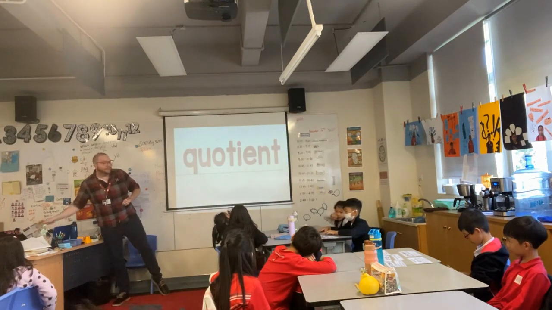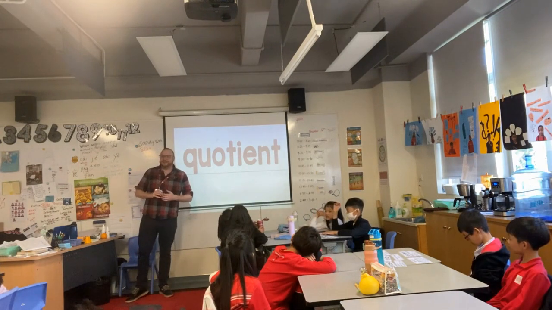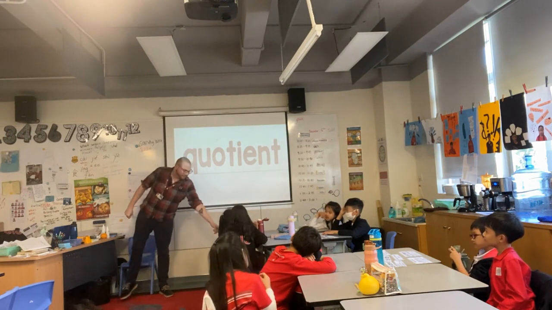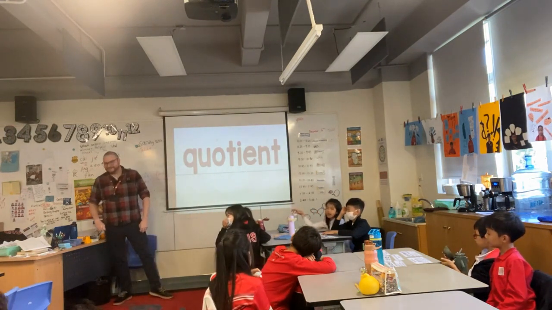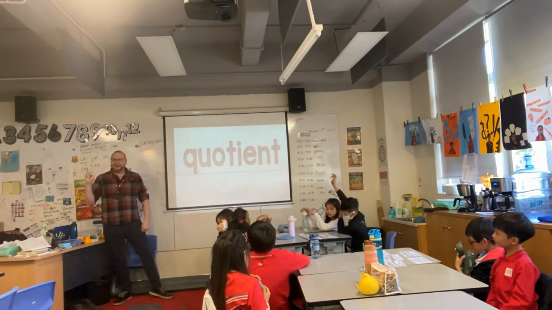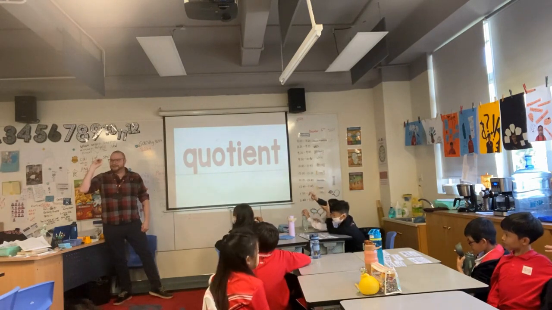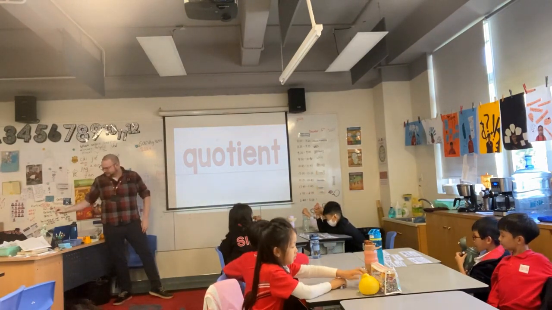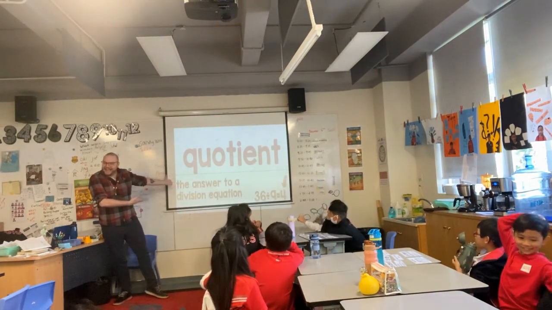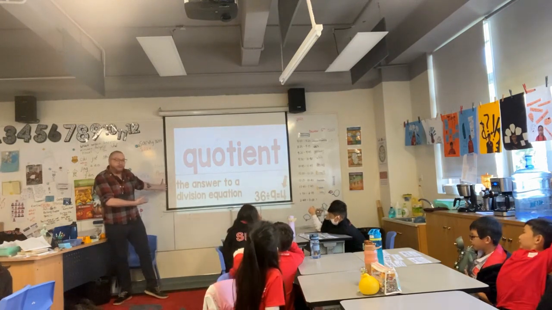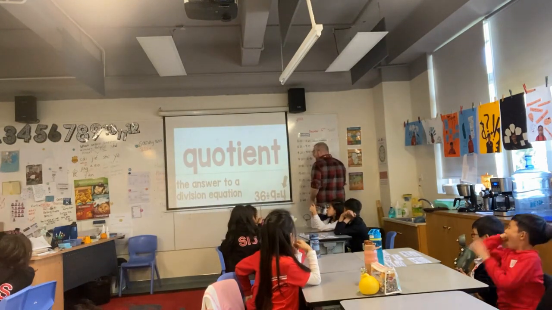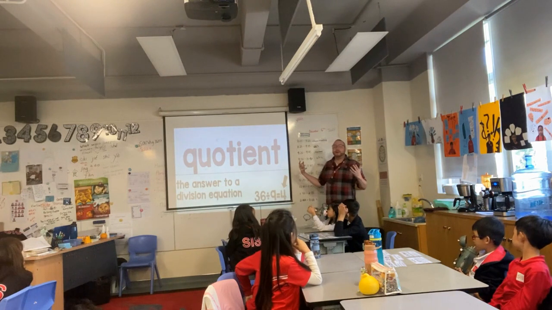All right, quotient. What is our guess? Matthew. The number being divided. 36 divided by 9 or 4. No, I don't think so. How about Legend? Ta-da! The answer to a division equation. So in the problem, 36 divided by 9 equals 4, our quotient is what number, Patricia?